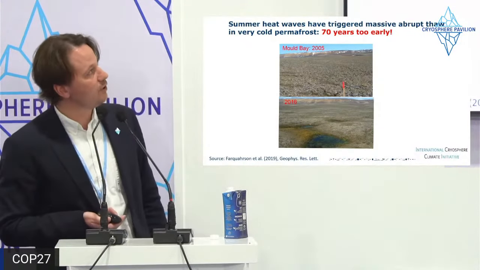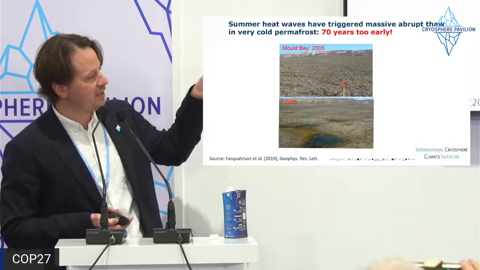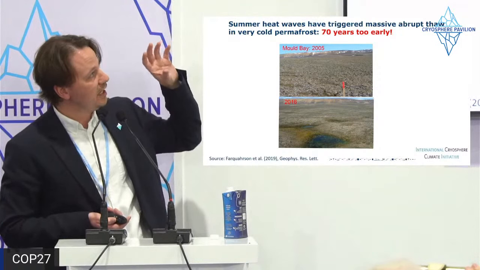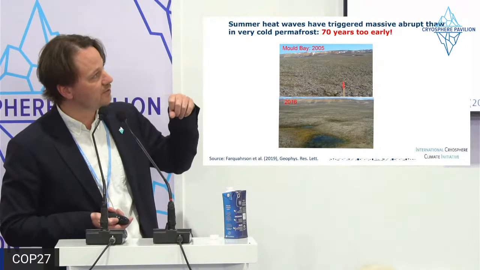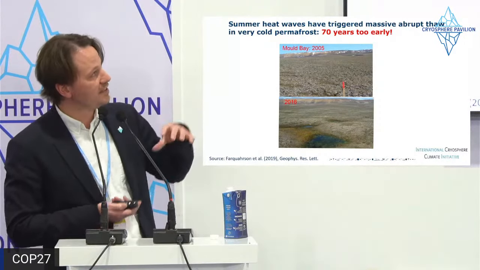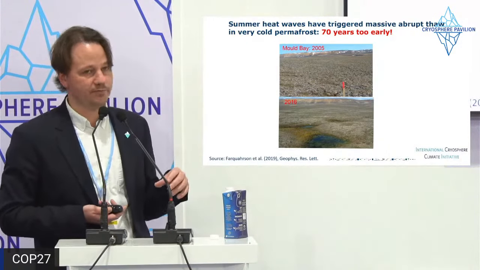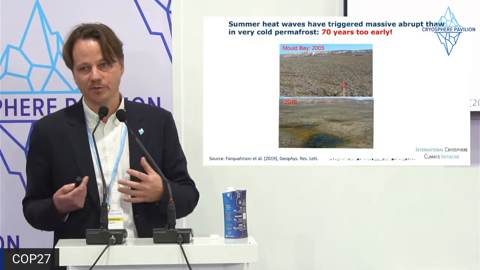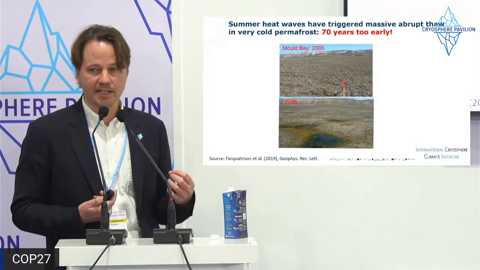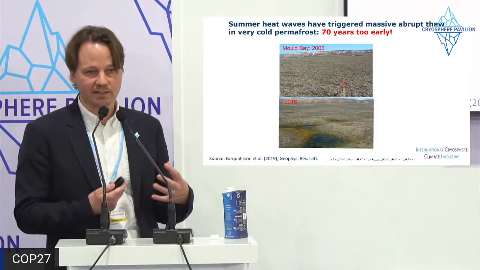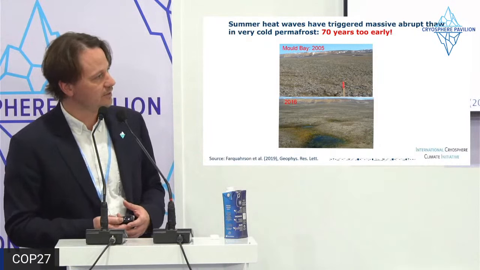And this is just one example of how abrupt thaw can be triggered quite rapidly. This is a paper that came out a few years ago now, but it shows how a few summer heat waves in the really far Canadian north, so in continuous permafrost, triggered quite massive abrupt thaw across the landscape in an area that wasn't supposed to thaw for another 70 years if you had followed the model projections for that area. So it's just how some extreme weather events can trigger abrupt thaw. These tipping points can be triggered by weather, by fire, by other local events.